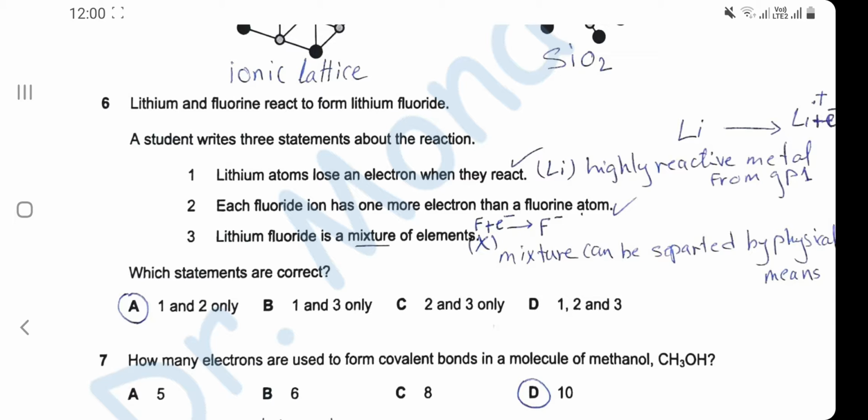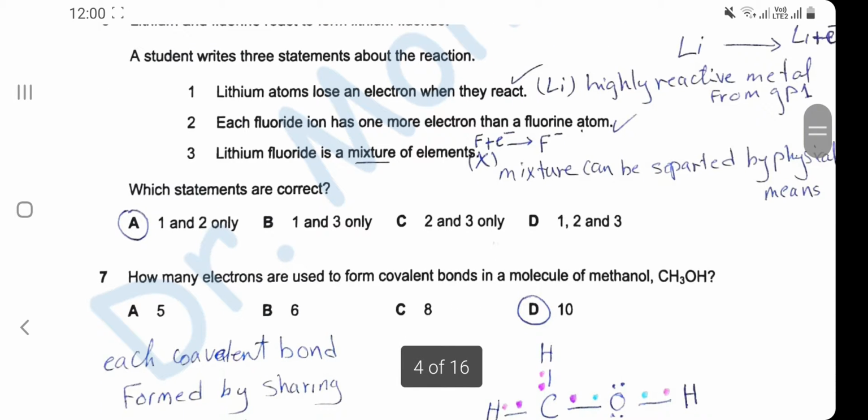Lithium fluoride is a mixture of elements. This is a wrong statement because lithium fluoride is not a mixture. A mixture has no definite formula, no definite ratio for the reaction, and can be separated by physical means. Here we have a chemical formula, a chemical compound, which cannot be separated easily by physical means. So this is a compound and not a mixture. The correct answer is only 1 and 2, so the choice will be A.